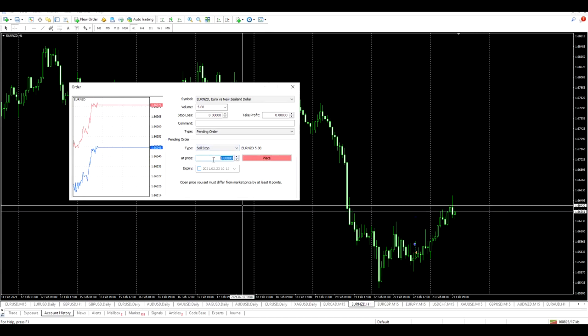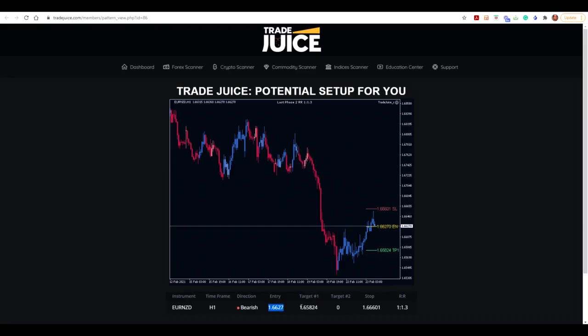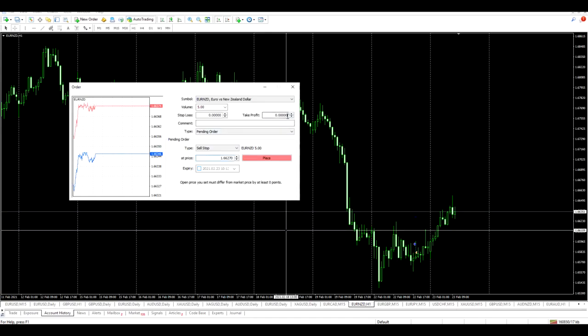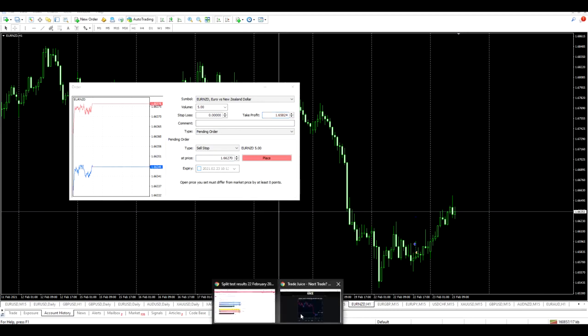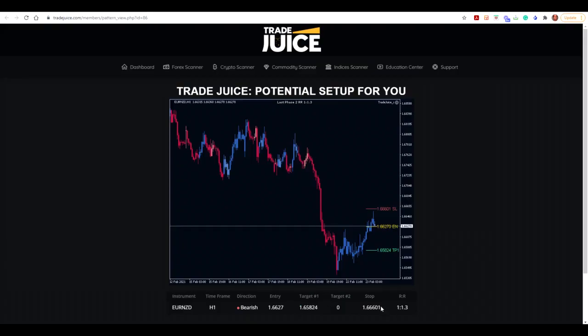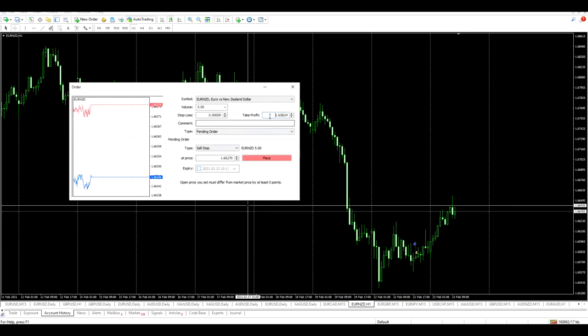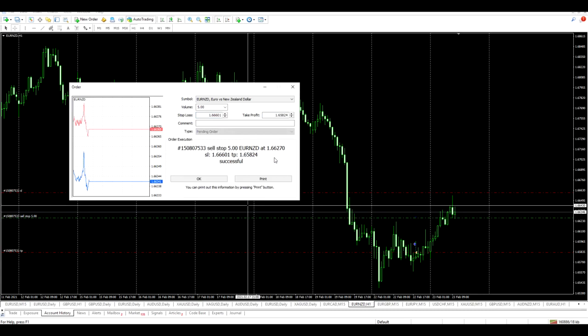at price such, and then all I have to do is copy over my target, which is my take profit, and put that in right here, and I just set my stop, which is displayed for me here. So I just copy that over. Of course it's taking me a while to do this because I'm recording at the same time, but normally it would just take a few seconds.